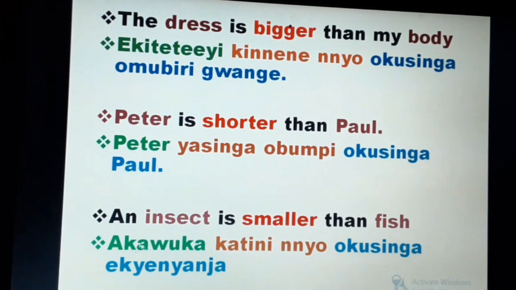Another example, an insect is smaller than fish. A point to note, here we have two objects. We have fish and insect. So in this case, small changes to smaller since we are in comparative form. So an insect is smaller than fish. We use smaller.